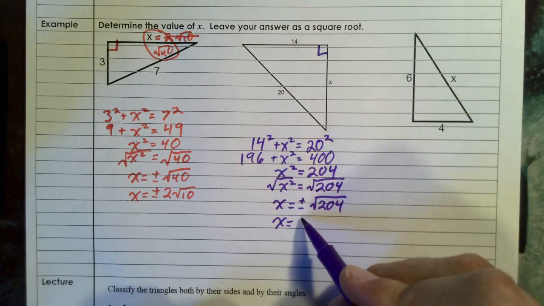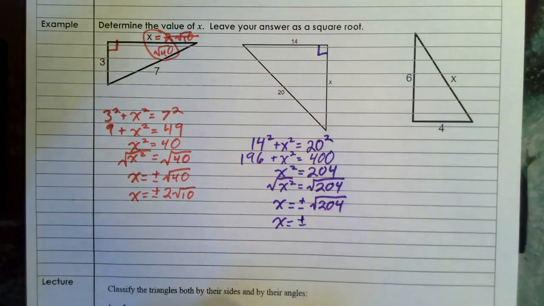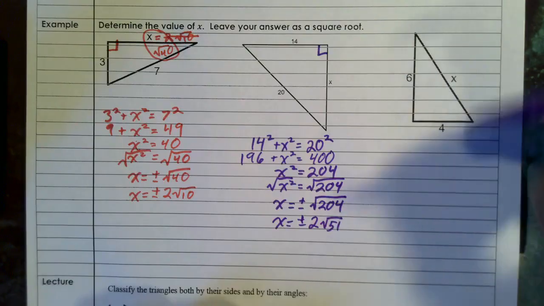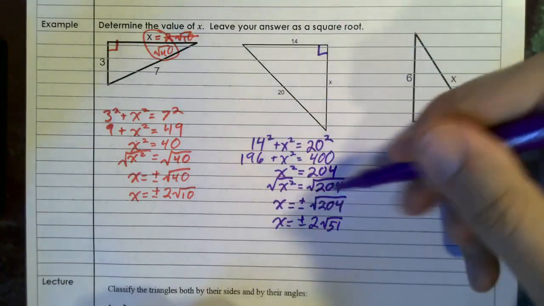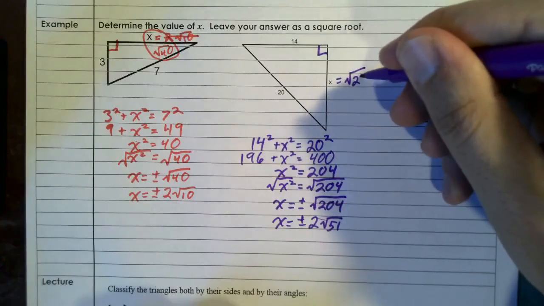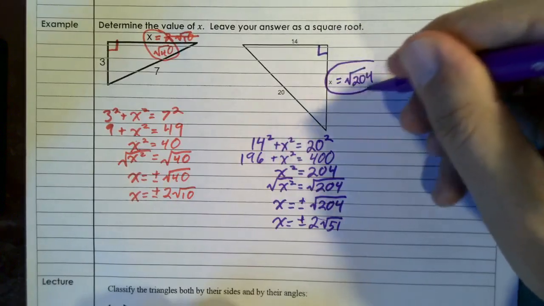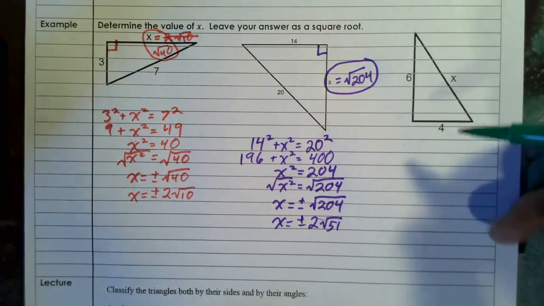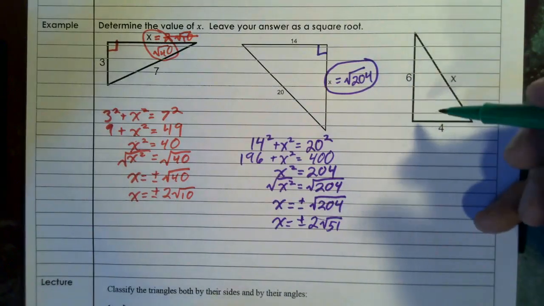x equals plus or minus the square root of 204. Or you could say x equals plus or minus 2 square roots of 51. But I'm just going to do this one because that one's easy. I just need the positive case because our side lengths have to be positive. So x equals the square root of 204. Final example here. So we've got our triangle.